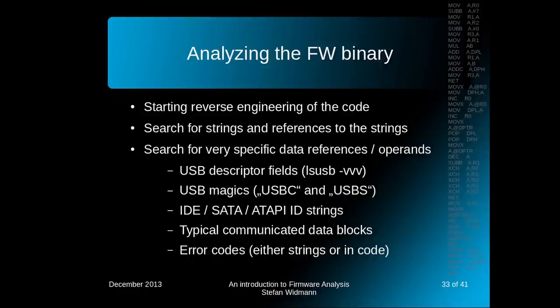Now, having done that, we can start with normal reverse engineering of the code. We search for strings. We search for references to the strings. But as we are in a very low-end embedded system, maybe we can search for very specialized data references and operands. Search for USB descriptor fields you have extracted with lsusb. Take a look for USB metrics like USB-C and USB-S. You know, these two are used in the USB communication.